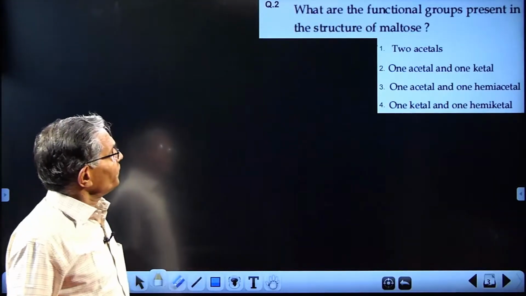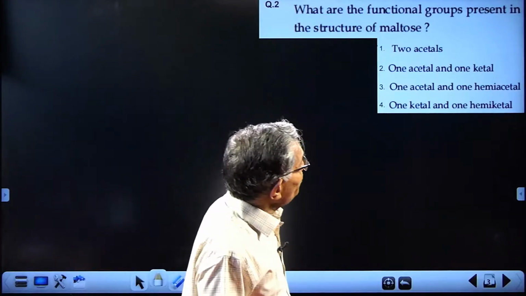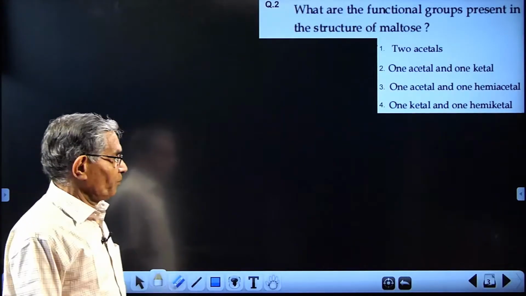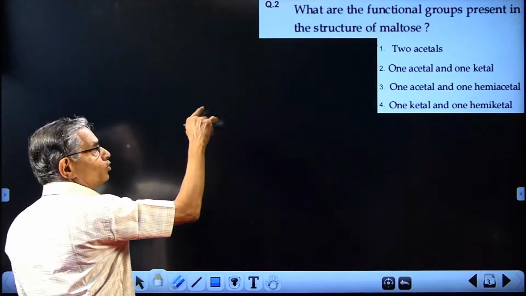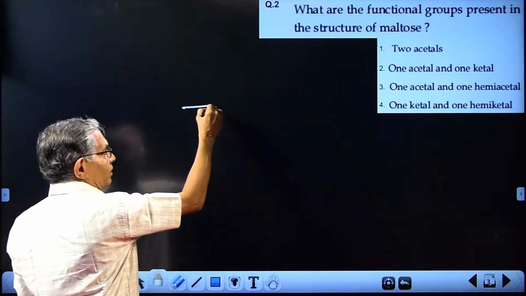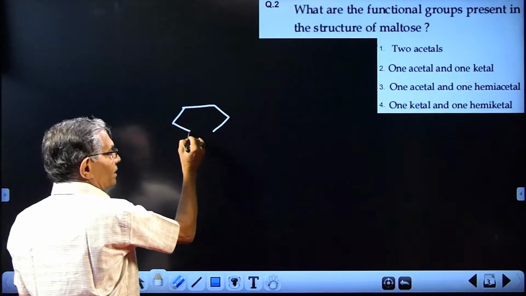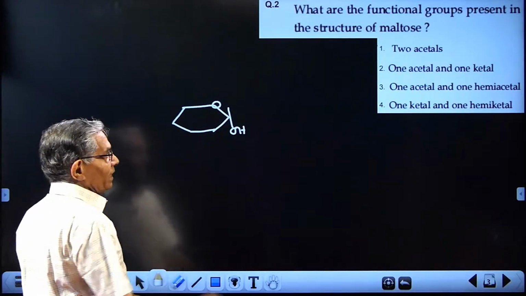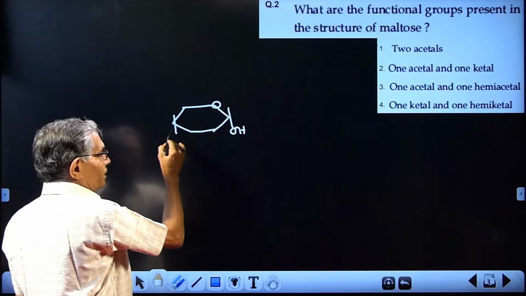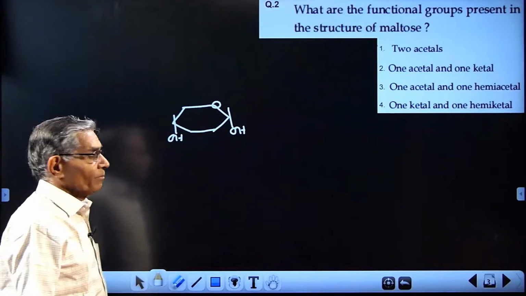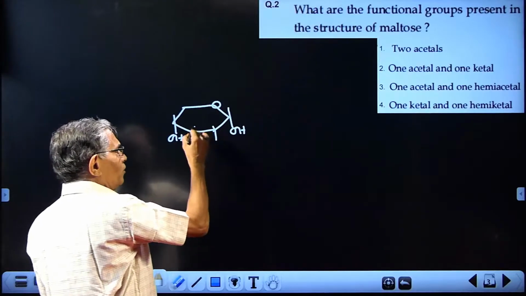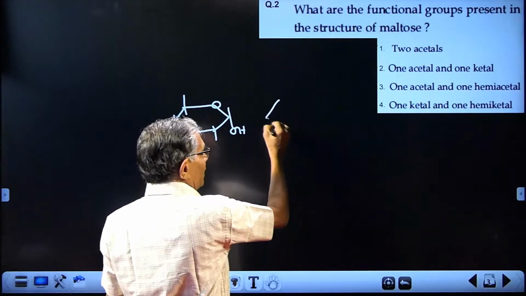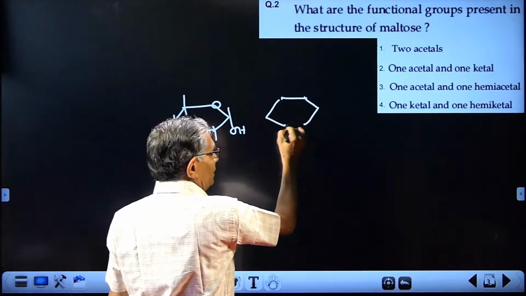Next question. What are the functional groups present in the structure of maltose? This is from second year. Maltose consists of 2 glucose units, as you know. The skeletal structure you can write like this. This will be the anomeric carbon, and this will be the last one, 4th carbon. The other carbon atoms I will not use because that is not required. Another molecule of glucose will have a similar structure.